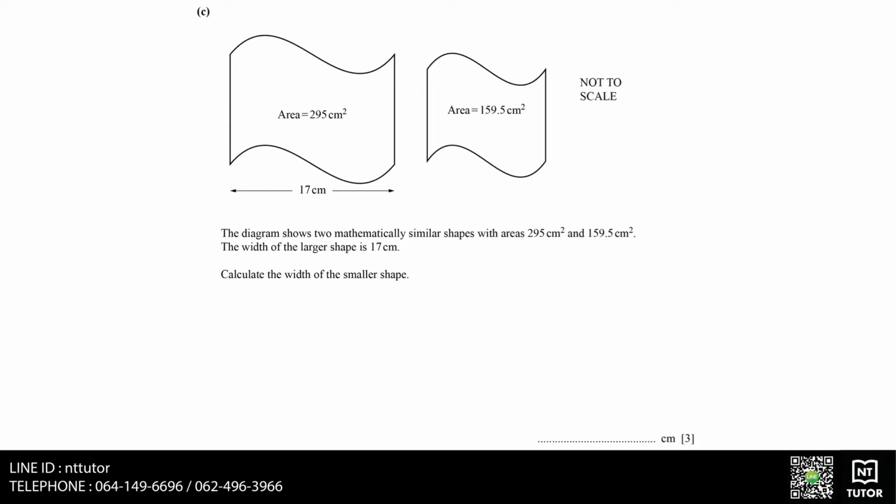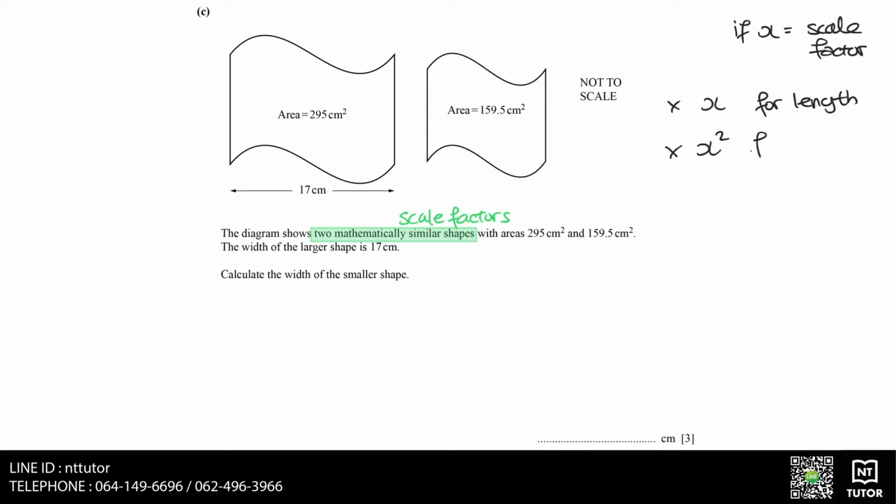If we have two shapes that are similar, this means that we can work with scale factors. If we let x equal the scale factor that converts between these two shapes, to convert between lengths, we multiply by x. To convert between areas, we need to multiply by x squared. And to convert between volume, we need to multiply by x cubed.